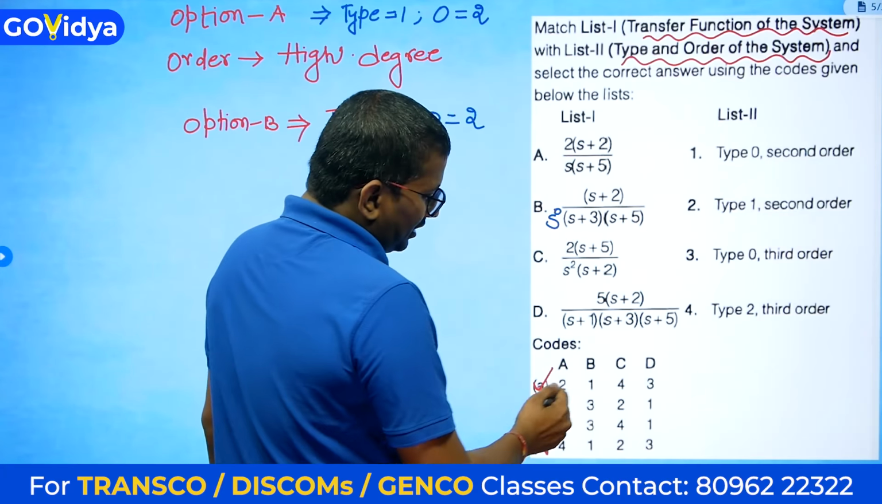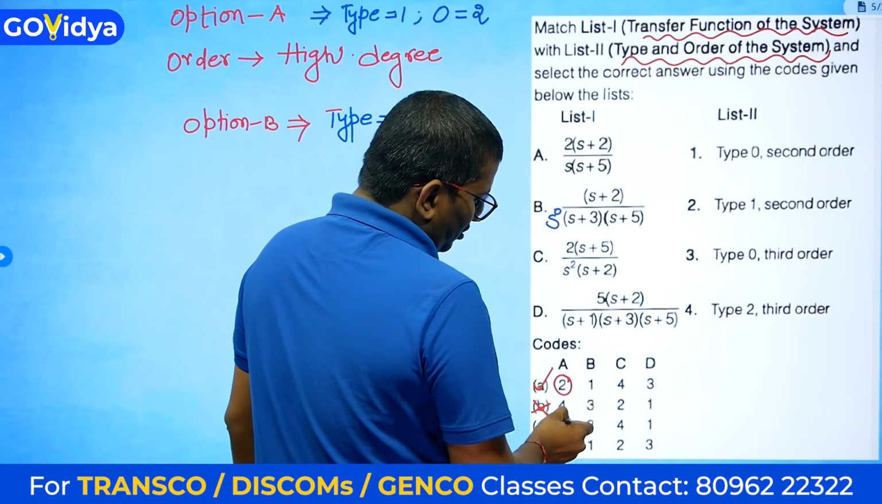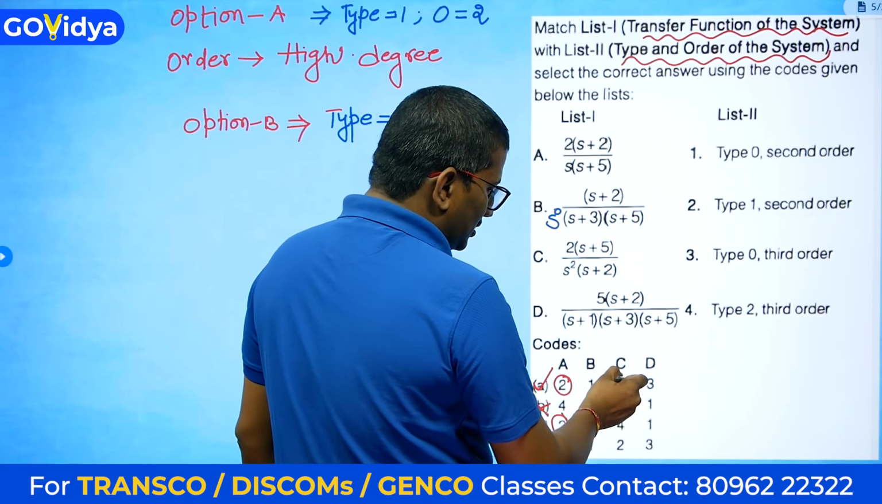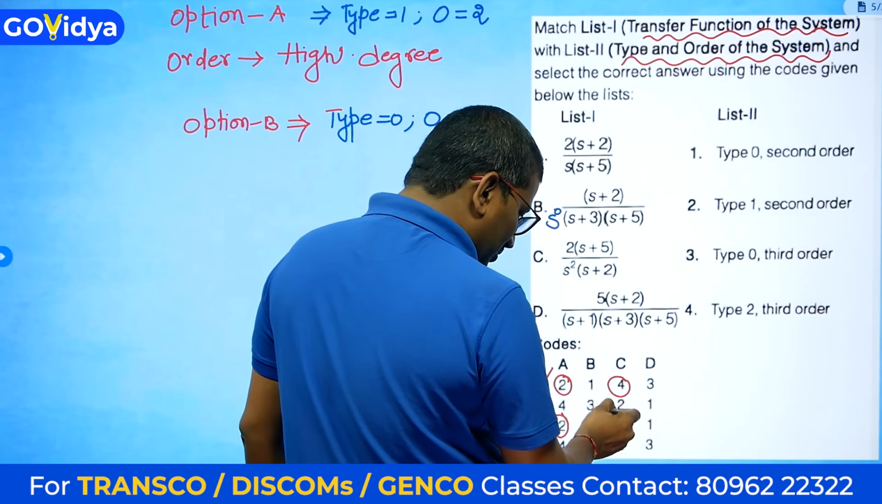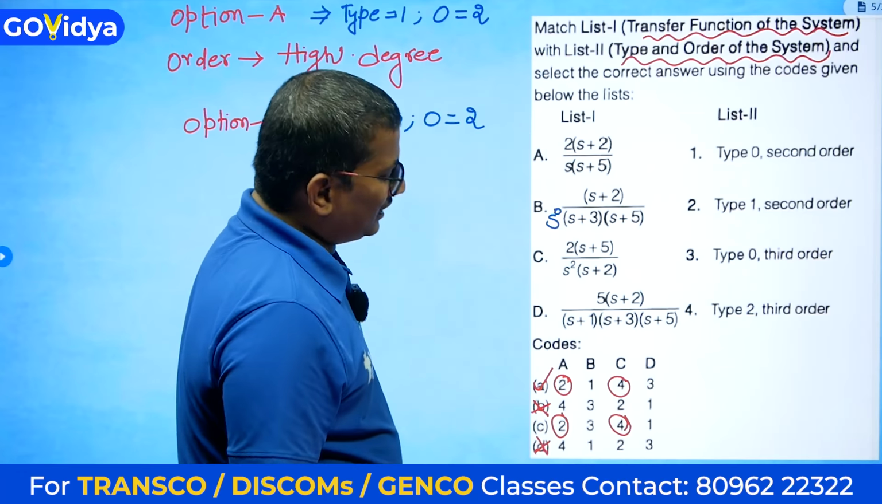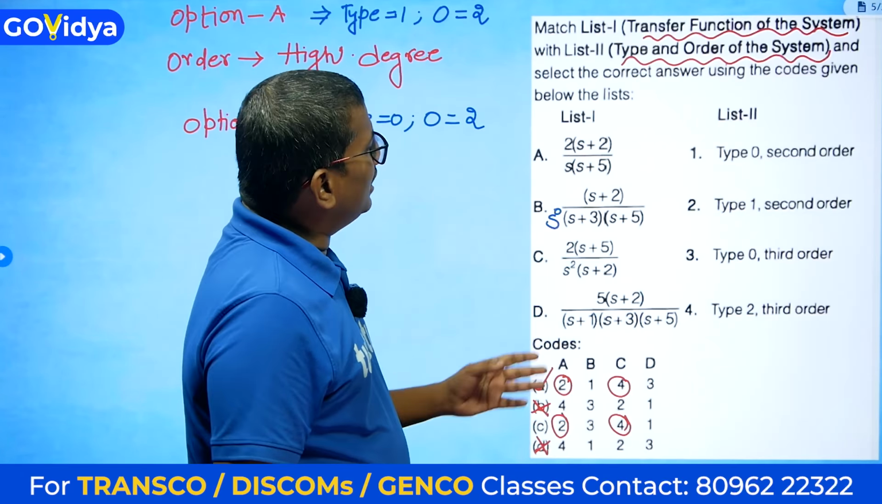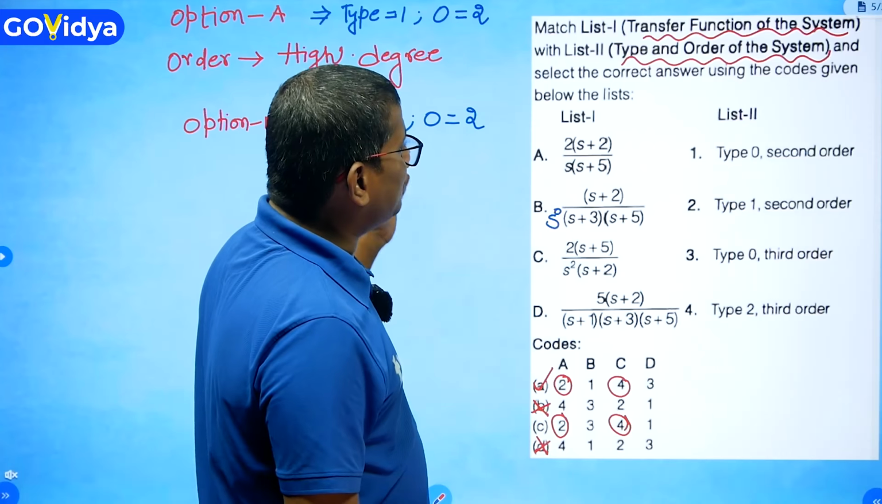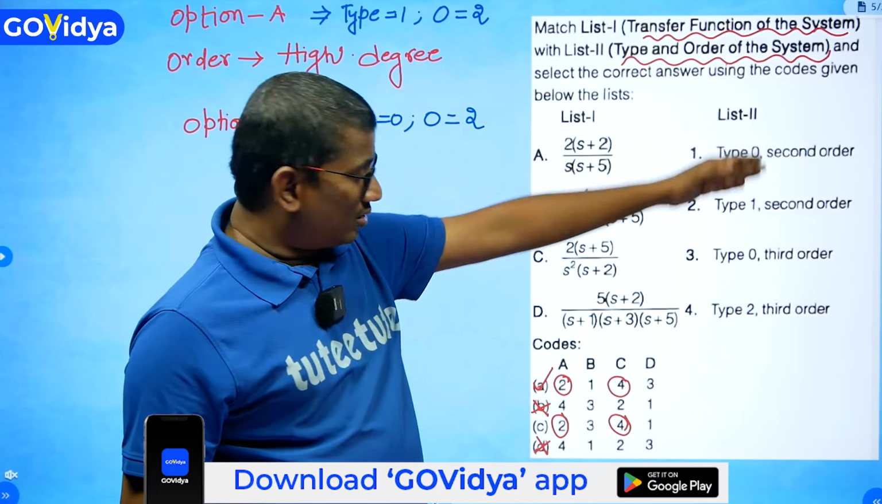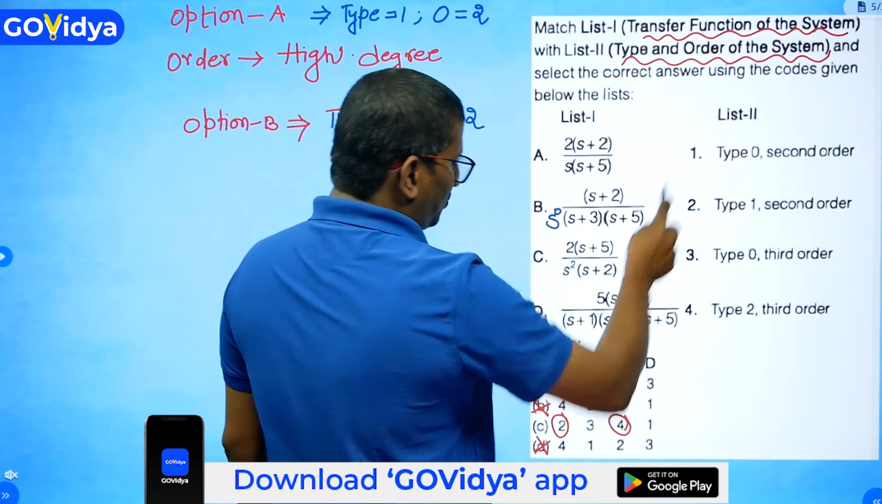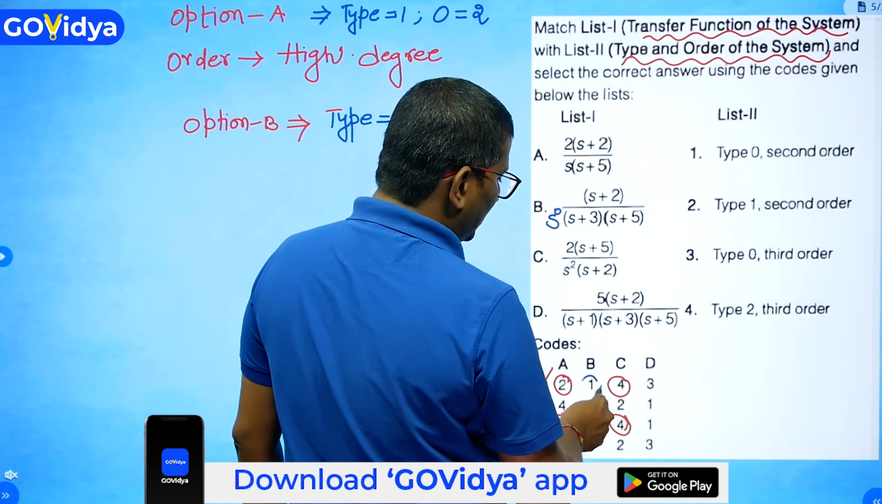You see here A is 2, C is also 2, C 4, it is also 4. Now, only thing left is what? Either B or D. We checked any one. So B I checked. It is showing type 0 order 2. What is type 0 order 2? Option 1. So option 1 means this is the correct one.